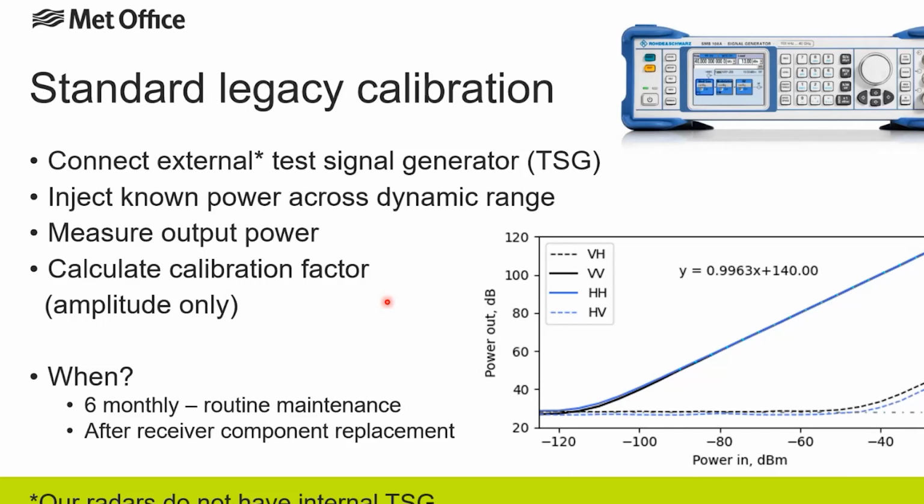It's important to note that our radars do not have an internal test signal generator. So the way that we do this standard legacy calibration is that we connect an external, well-calibrated test signal generator. We inject a known power and then measure the output power at the analog to digital converter in the receiver. This is repeated across the dynamic range, and from there we can calculate a calibration factor. This is typically performed every 6 months during routine maintenance, and additionally after the replacement of any receiver components.